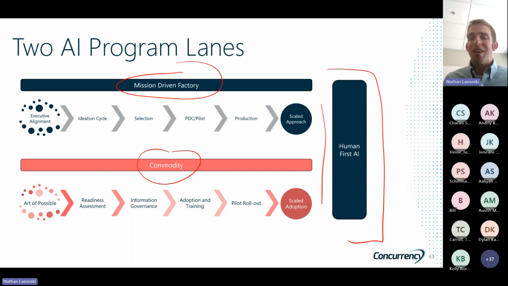All of this needs to be done in the context of your executive team realizing this is not an IT project. This is a business project, or a set of business initiatives, that are associated with the entire employee base in your organization.